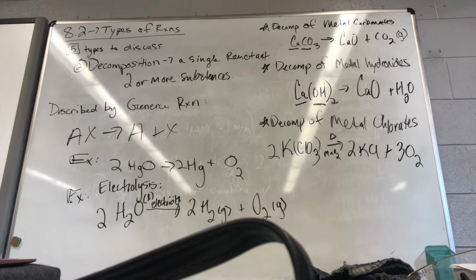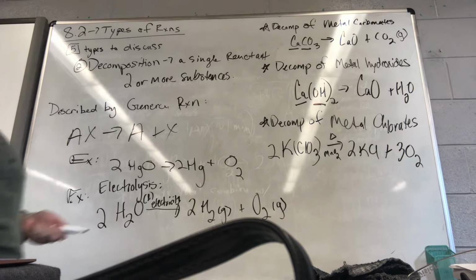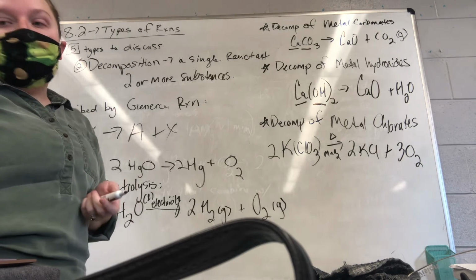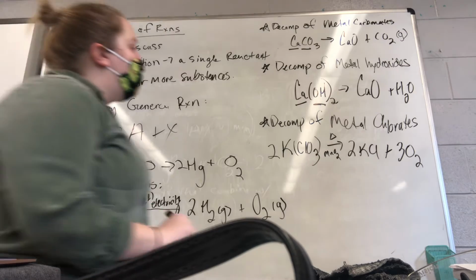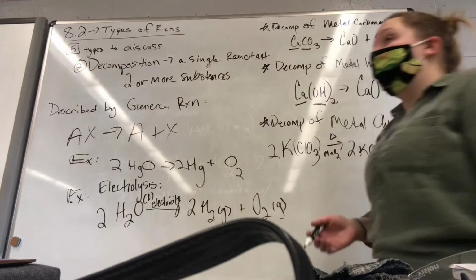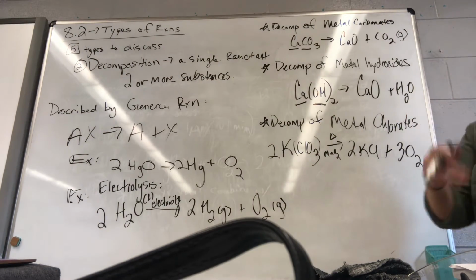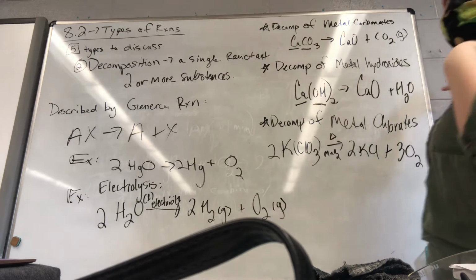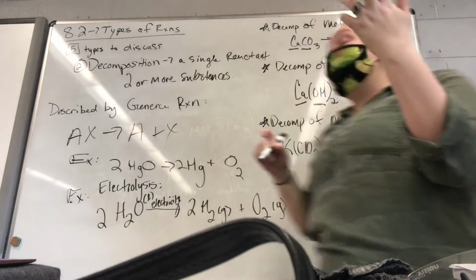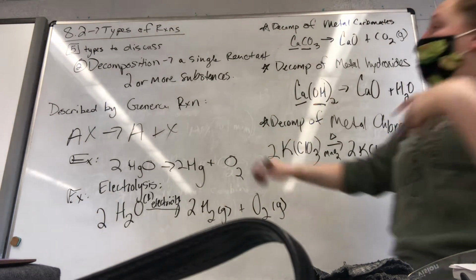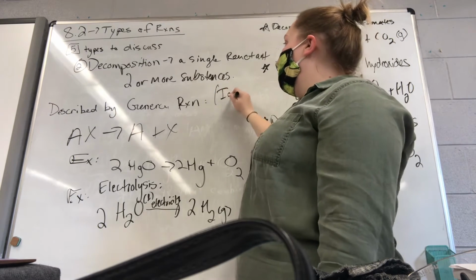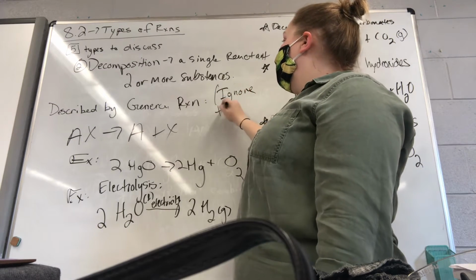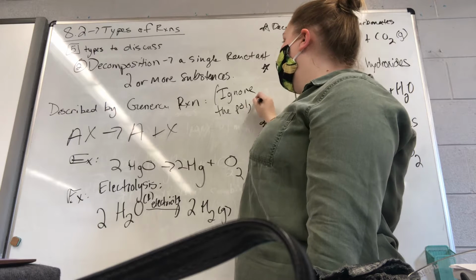So there's different little individual categories within each type of reaction. Now, do you need to know each individual category? At this point, no. But there are several, and all of them do the same thing, right? They take a big thing, they break it into smaller parts. A lot of times with decomposition reactions, we have to ignore the polyatomic rule.